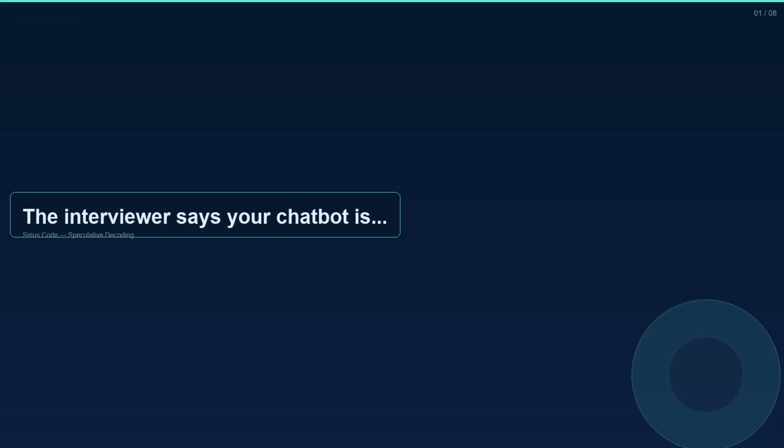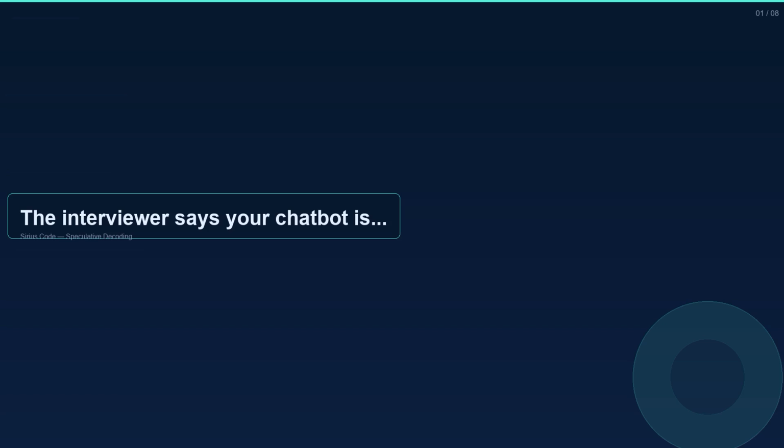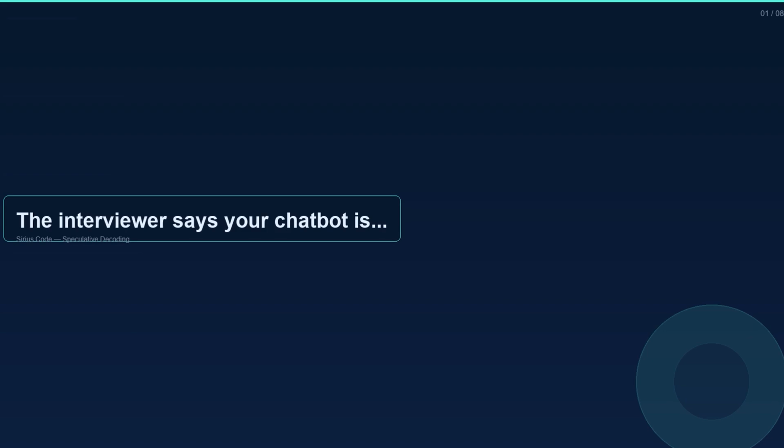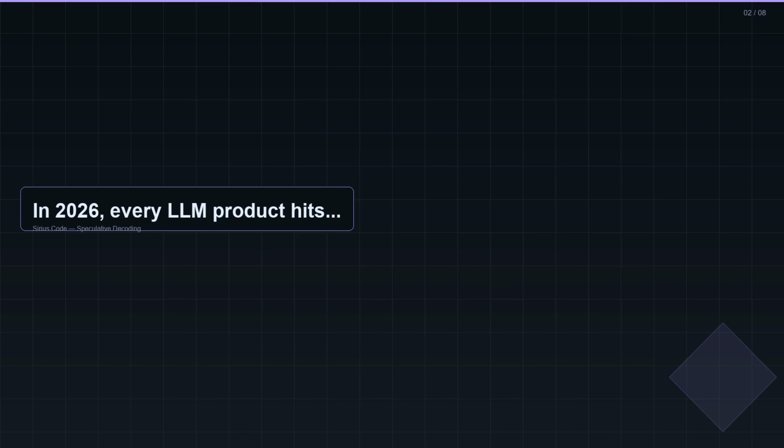In 2026, every LLM product hits the same wall. Your model benchmarks at 200 tokens per second in a synthetic test. The moment real users start chatting, latency spikes. Per token latency goes from 30 milliseconds to 300. Your GPU dashboard shows 80% utilization, but you're still throttling users. Why? The answer is something the systems community calls the memory-bound trap.